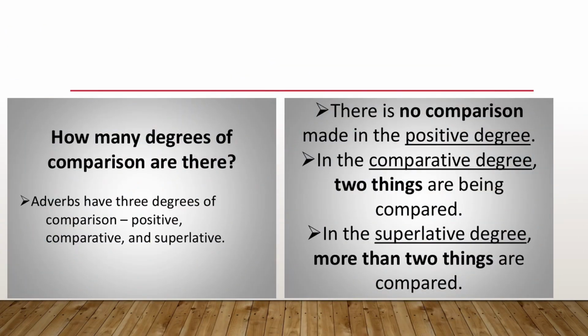Now we will see how many degrees of comparison there are. Adverbs have 3 degrees of comparison, that is positive, comparative and superlative. There is no comparison made in the positive degree. In the comparative degree, 2 things are compared, and in the superlative degree, more than 2 things are compared.